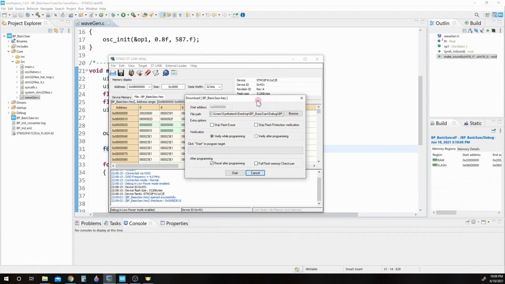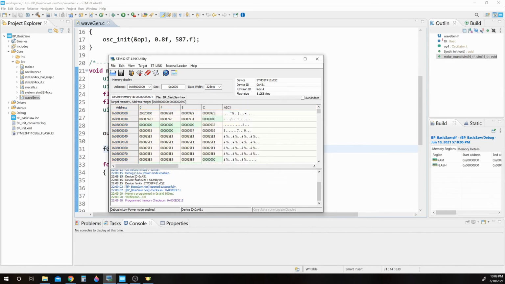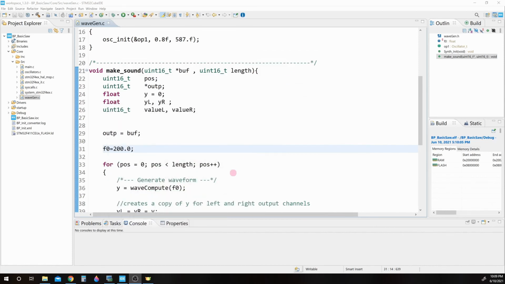You should see a dialog here. This is the programming dialog and should be ready to hit start. And as soon as this is done loading, we should hear a loud buzzing sound. I'm going to turn this down a little bit. So that is a 200 Hz sawtooth waveform that we're hearing right now.